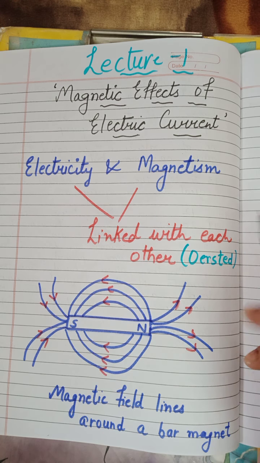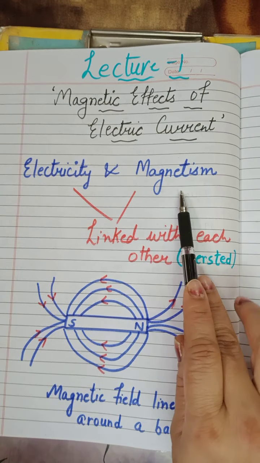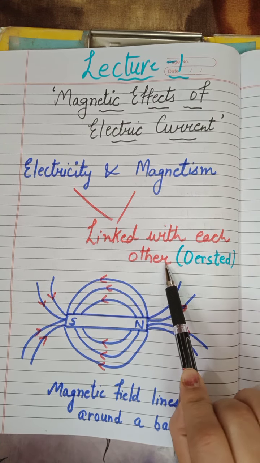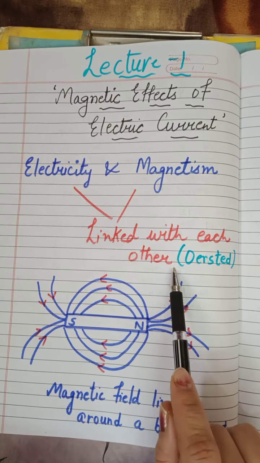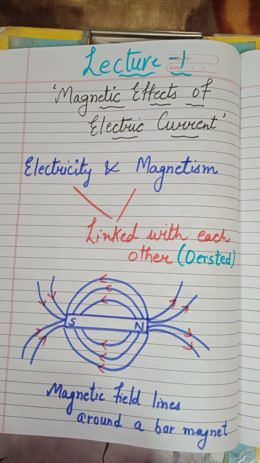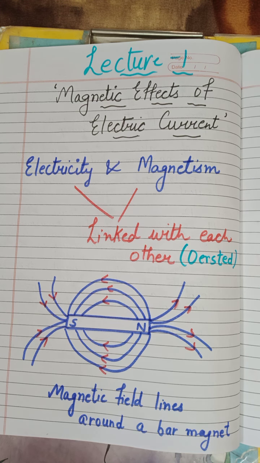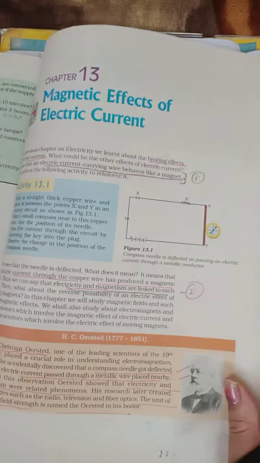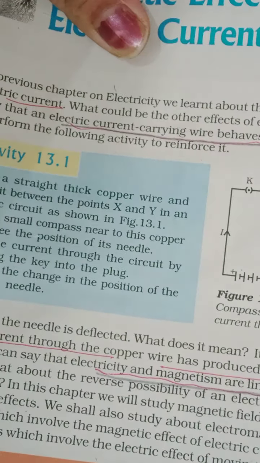Fine. So the very first concept which I am going to share is electricity and magnetism. They are linked with each other. Electricity and magnetism, they are linked with each other, and this concept was given by Oersted. How it is, let us see with the help of activity. Activity is 13.1 in your textbook.